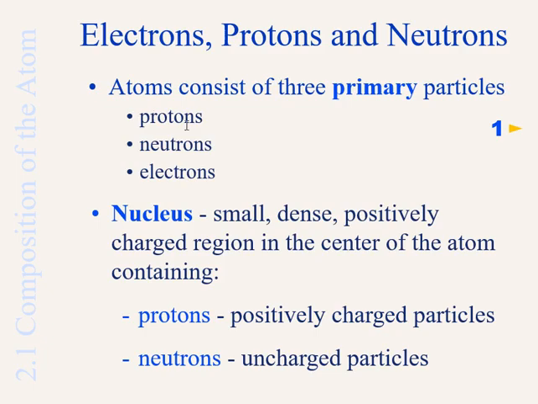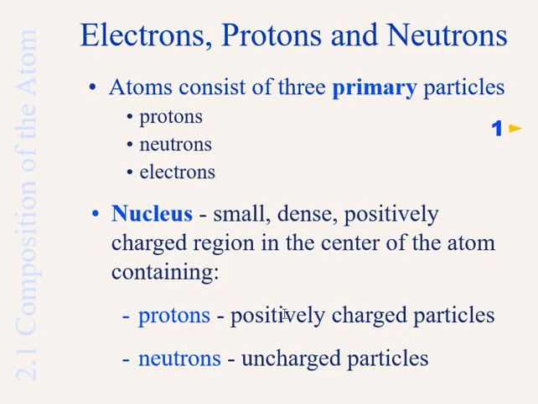Two of them, protons and neutrons, are located within a region called the nucleus. The nucleus is a small, dense, positively charged region in the center of the atom. Now, it's very small compared to the entire size of the atom, and it's positively charged. What does it mean and why? It contains protons and neutrons. Neutrons are uncharged, while protons have a positive charge.